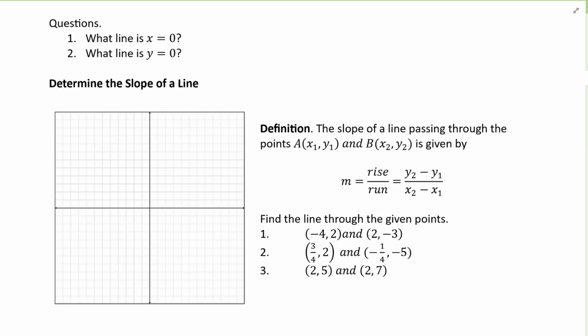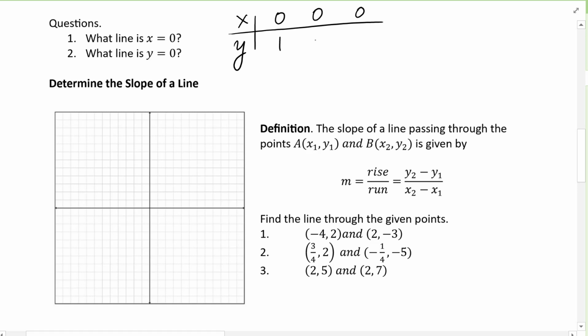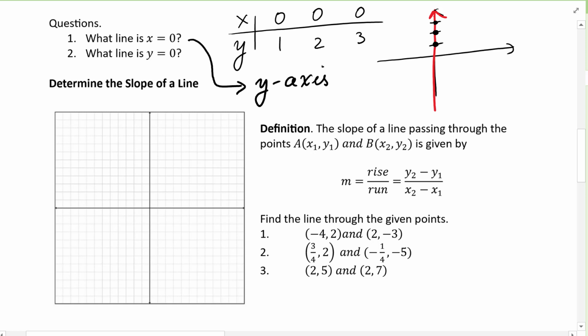So now, think of these two questions. What line is x equals 0? What line is y equals 0? Make a table of values, x, y, and if x equals 0, put 0 everywhere and then just give values. Plot the points 0, 1, 0, 2, 0, 3. If I connect these points, what do we notice? We get exactly the y-axis. So x equals 0 means the y-axis. And do the same for the line y equals 0.